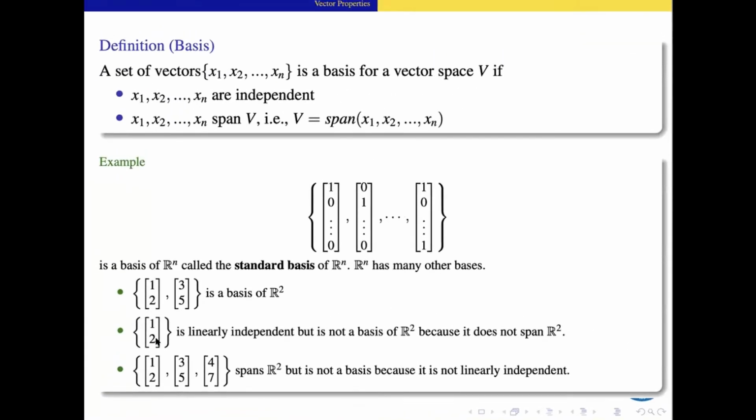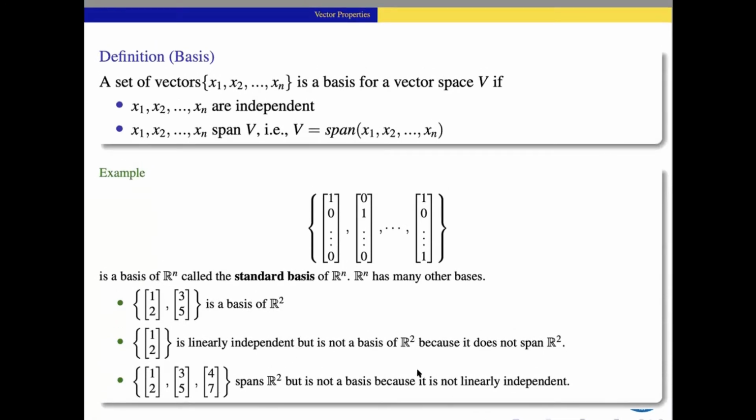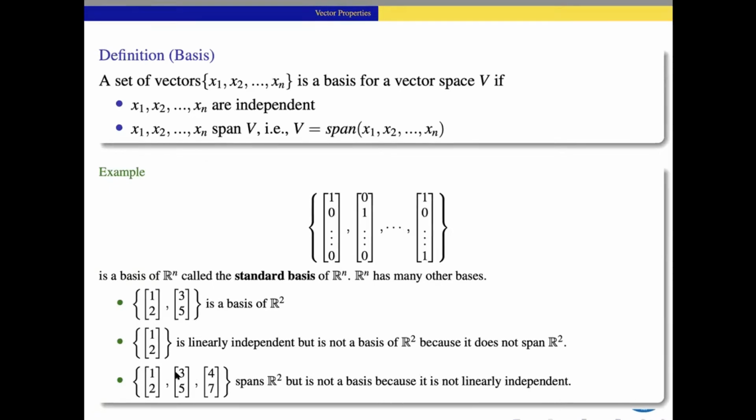Okay, it spans R2, but it is not a basis because this set is not linearly independent. If you add the first two, you come up with the third vector. So this vector here is not linearly independent of the two others.